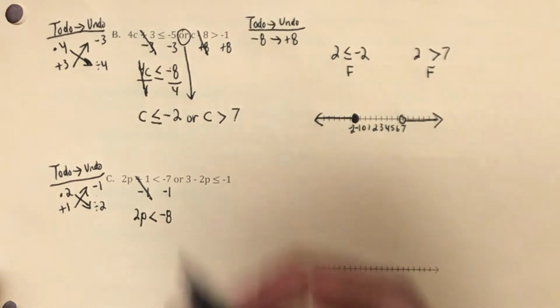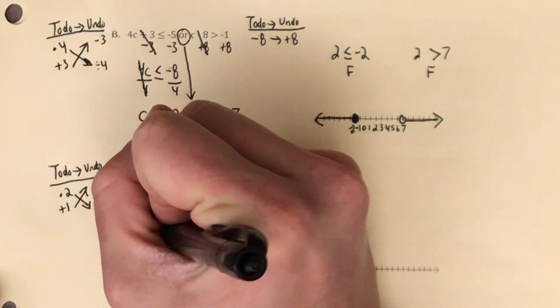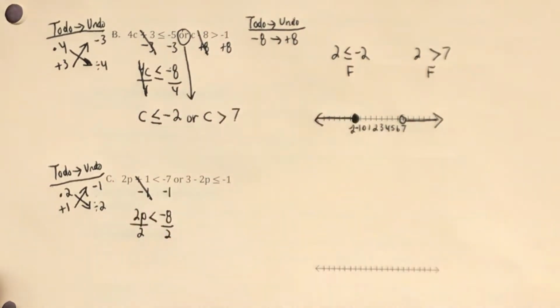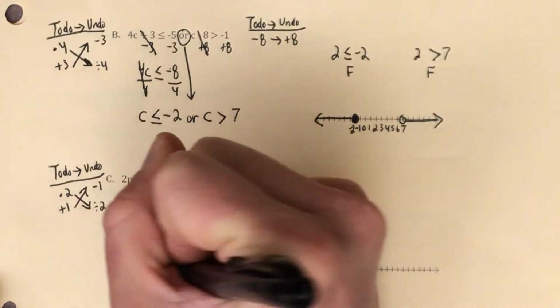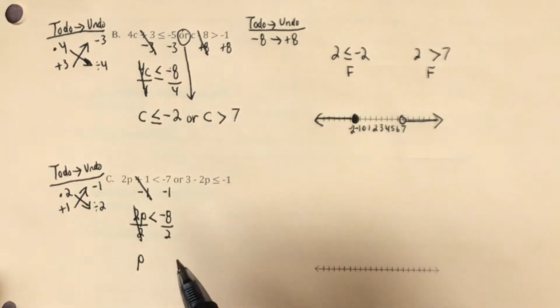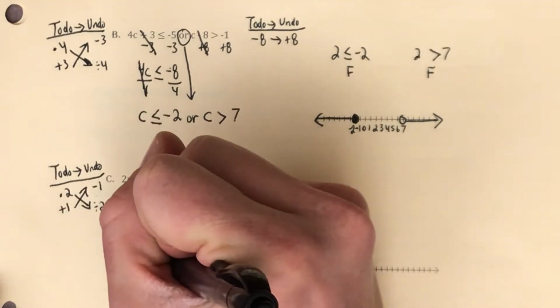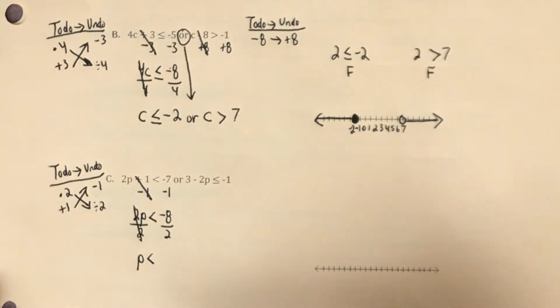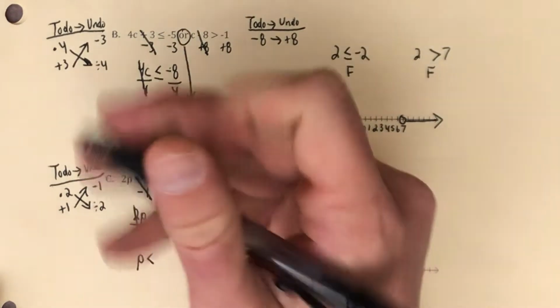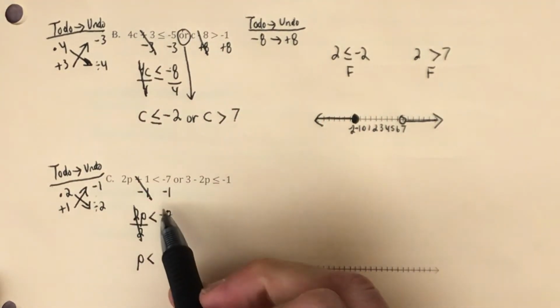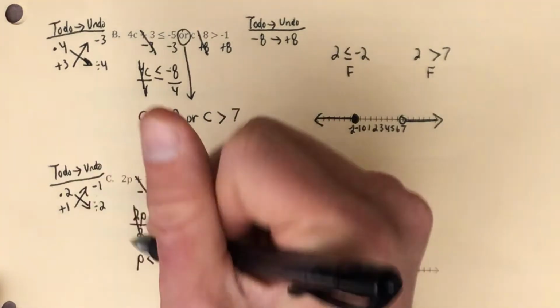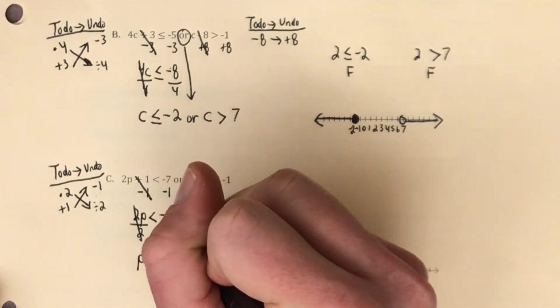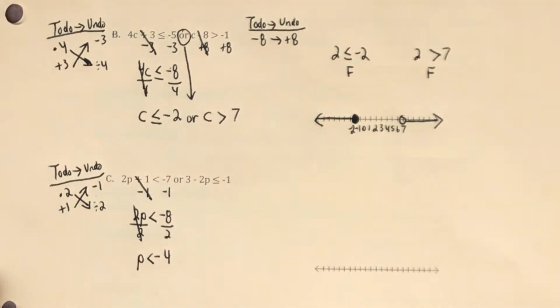I've subtracted 1, so now I need to divide by 2 on both sides. So again, 2 divided by 2, that's 1, so all we're left with is the p. Now I divided, but I divided by a positive, so that does not change my inequality symbol. Then I've got negative 8 divided by 2. Well, let's start with the numbers. 8 divided by 2 is 4. And then a negative divided by a positive is a negative. Bad thing happening to a good guy is bad. So p is less than negative 4.